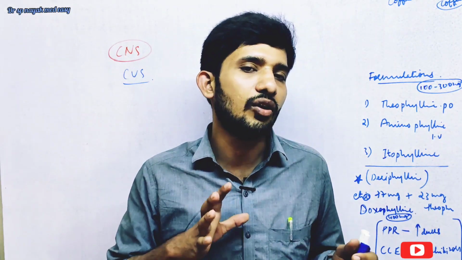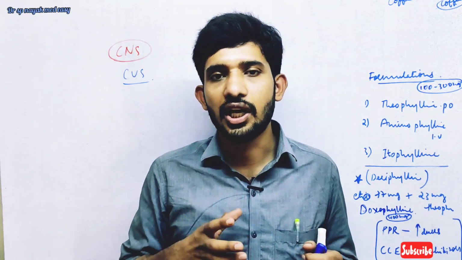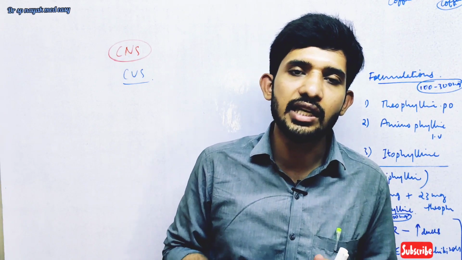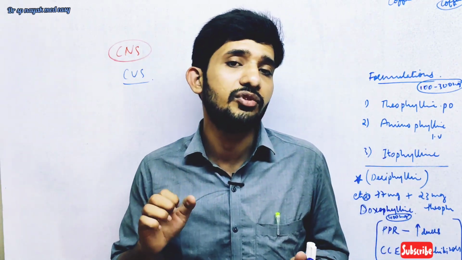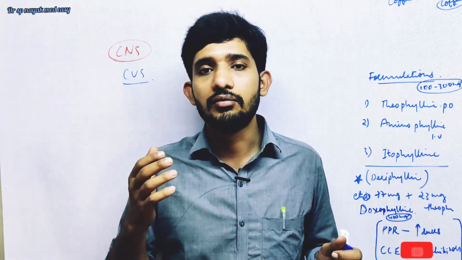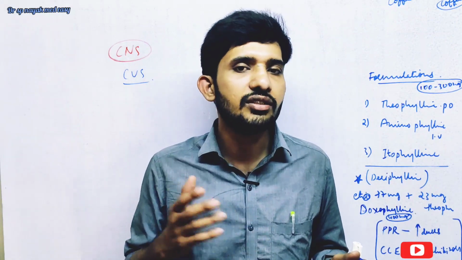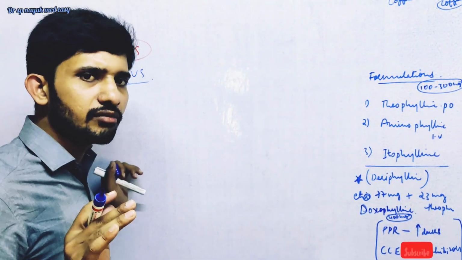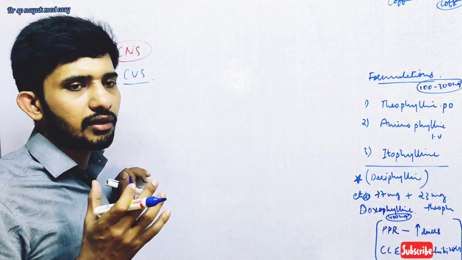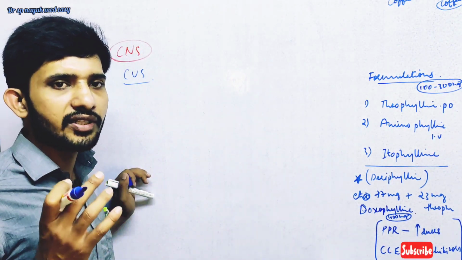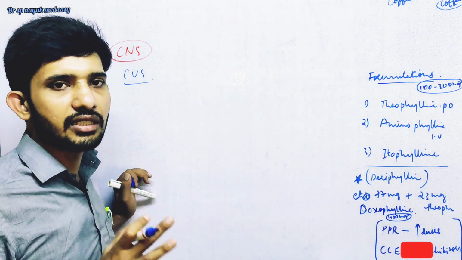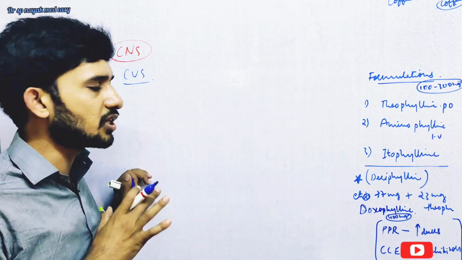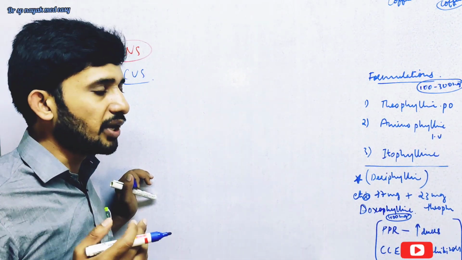In the skull they cause vasoconstriction, and due to that property methylxanthines are sometimes used in headache conditions. Okay, so that is important. Because of that, in the skull the blood vessels are constricted by methylxanthines. Because of that property we use these drugs in migraine conditions.